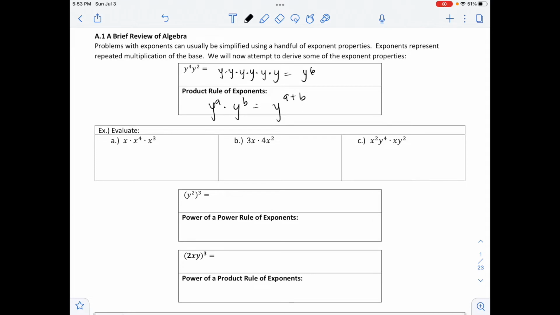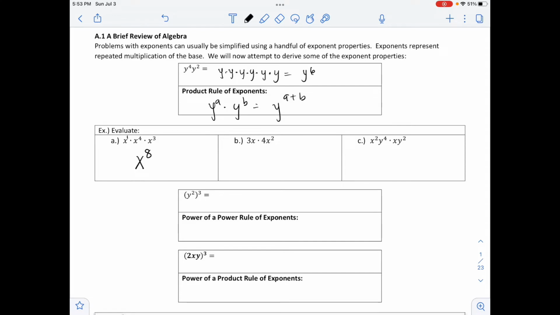We have an example right below, and it says x times x to the fourth times x to the third. X doesn't have an exponent, so it technically has an exponent of 1. Adding up all these exponents, since the bases are all the same, they all have the base of x, we're going to have 1 plus 4 plus 3, or x to the 8th power.